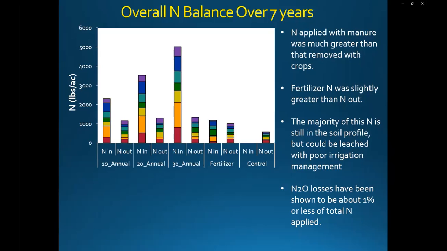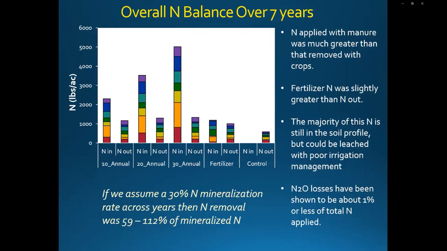One of the other losses that you can have in addition to leaching is nitrous oxide losses, and what we've demonstrated on these plots is that we're really only losing about 1% of total nitrogen as N2O to the atmosphere. So it's a pretty small loss to the system, and a lot of this nitrogen is going to remain in the soil. If we take that 30% nitrogen mineralization rate that we saw in the fields, then if you look at what would be the available N versus what was taken out, we were removing about 59 to 112% of that available N that mineralized over that growing period.